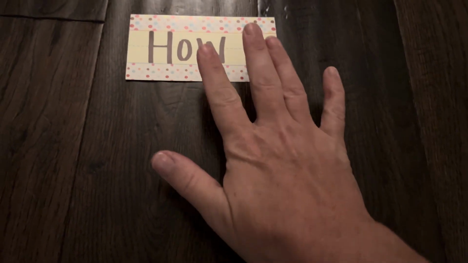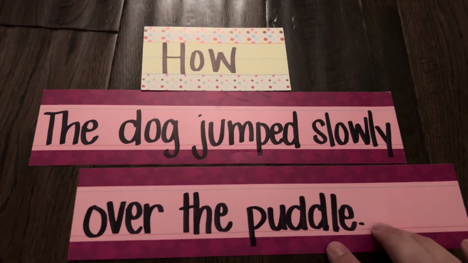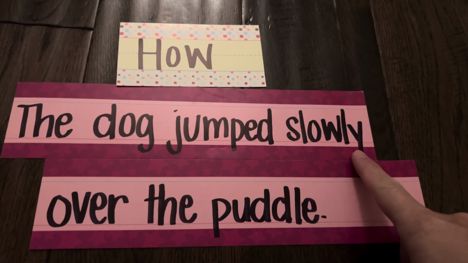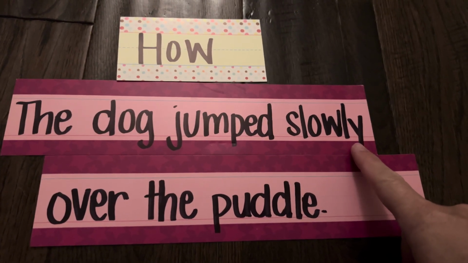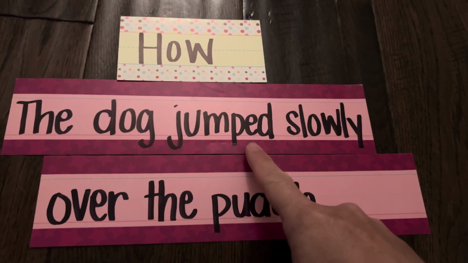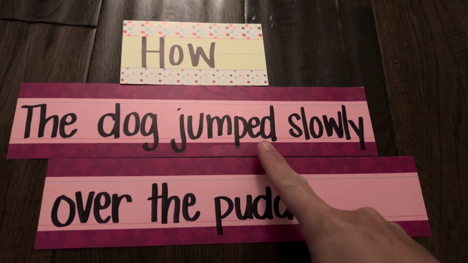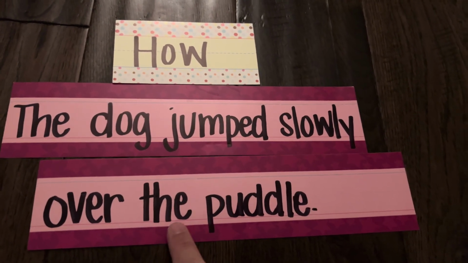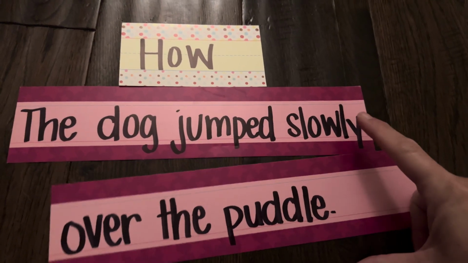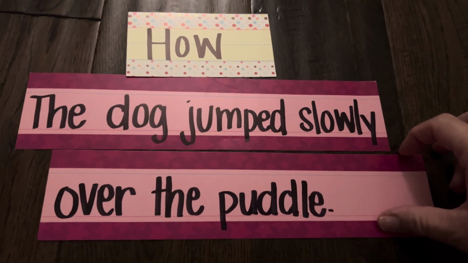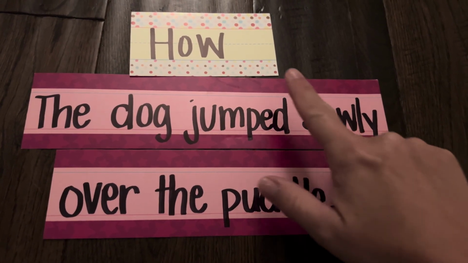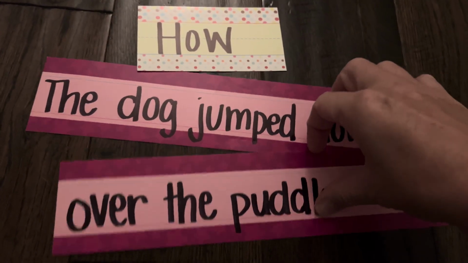So for the example of how something was done, the sentence I have put together for you is: the dog jumped slowly over the puddle. And you will notice right here that we have an ly word. If we look at it closely, we realize that it follows our verb, which is jumped, and it's telling us how the dog jumped. So how did the dog jump? He jumped slowly. So that's one example of how to use an ly adverb answering the question how.